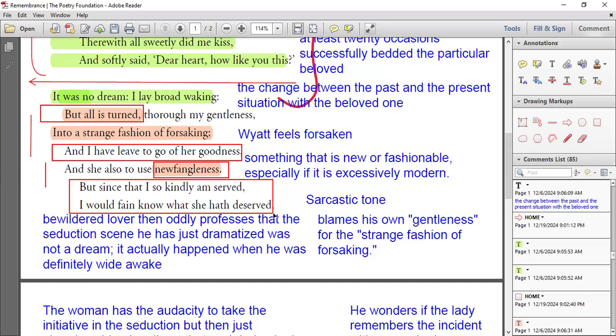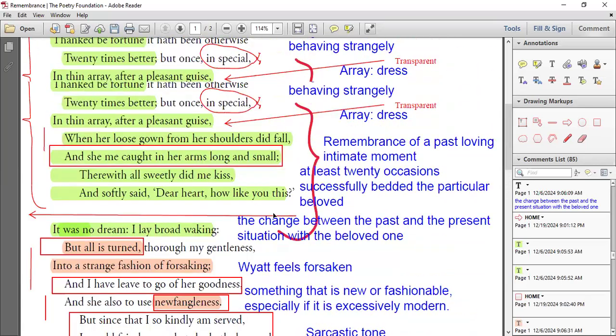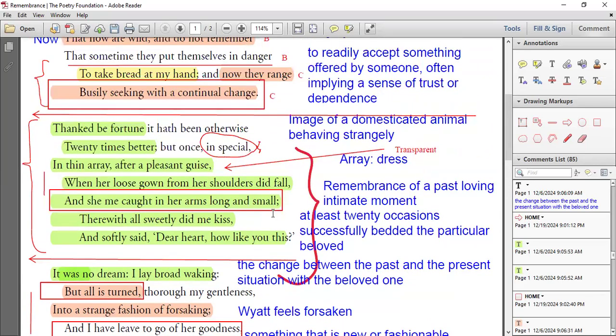That is what he is trying to tell. So you will find that this poem contains many elements of seduction. It contains many elements of seduction. What do you mean by seduction, teachers?